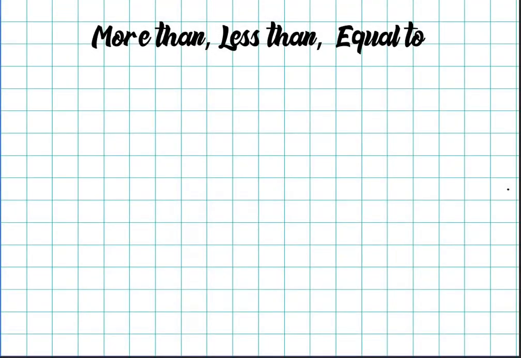Okay, we're going to talk about more than, less than, and equal to when we're comparing grams and kilograms. Now, the first thing that we really need to know and remember is how many grams are in a kilogram. So, 1,000 grams is equal to 1 kilogram. 1,000 grams is equal to 1 kilogram.